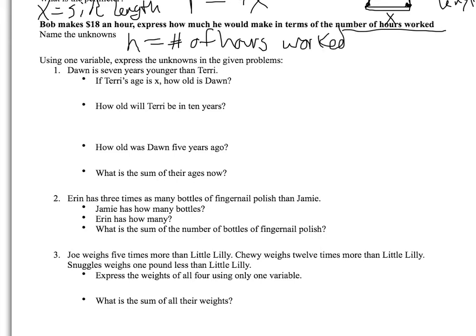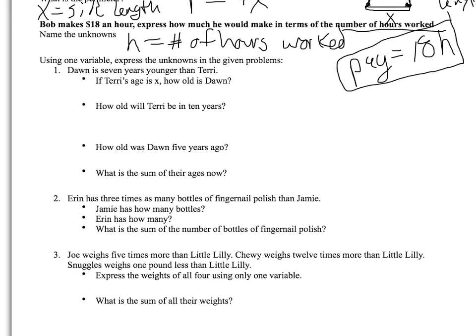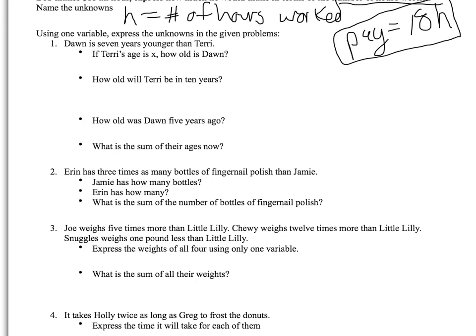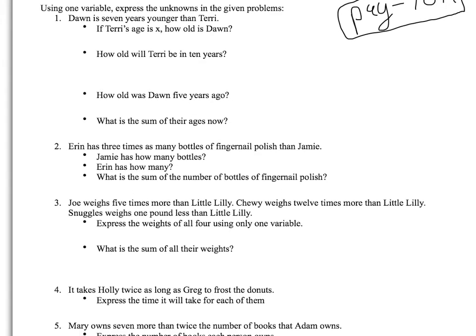Since he gets $18 for each of these hours, we can define his pay to be 18, the dollars he makes per hour, times H, the number of hours he works. And that right there is a perfectly valid equation for how much pay he gets. Okay. So, just kind of cruising through these.